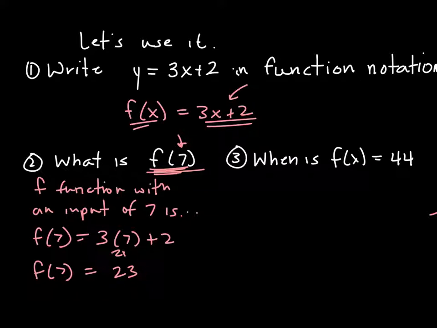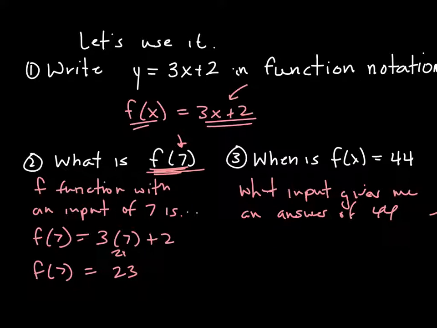Now, what this is asking is what input gives me an answer of 44. So now I'm asking you, hey, I have this calculating thing of 3x plus 2. I need to plug a number in. But when I plug a number in, I need to make sure that it's going to equal 44.